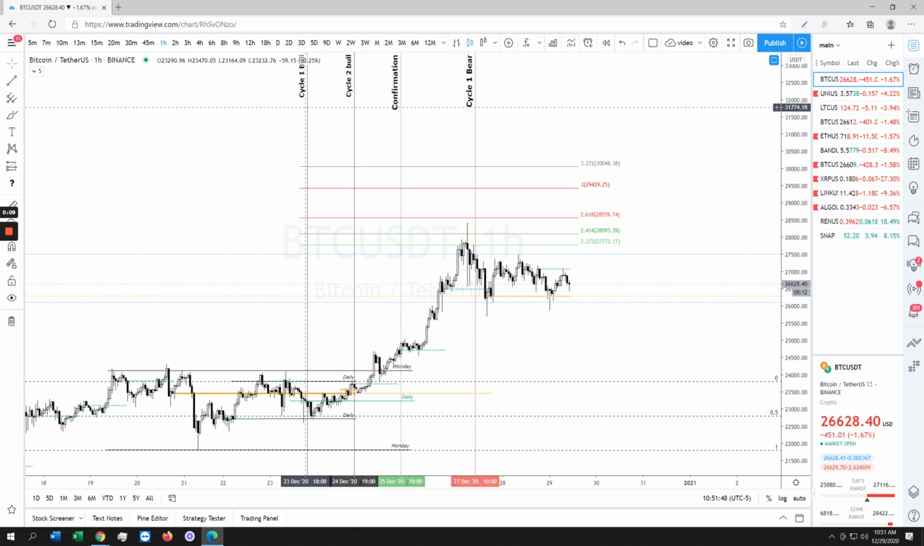range. We had a bull cycle that took place on the 23rd, second one that took place on the 24th. The confirmation was the 25th, and we flipped bear. The first cycle flipped bear on the, I don't know what this is. What is this? The 27th, 28th? What is 27th? Okay, 27th. So now we are officially in a bear cycle, but cycle 2 is still bullish.